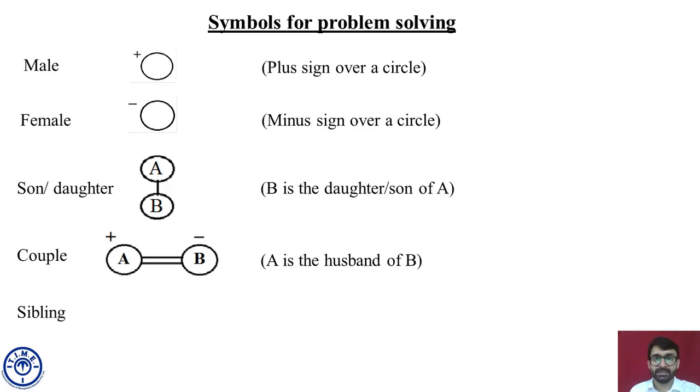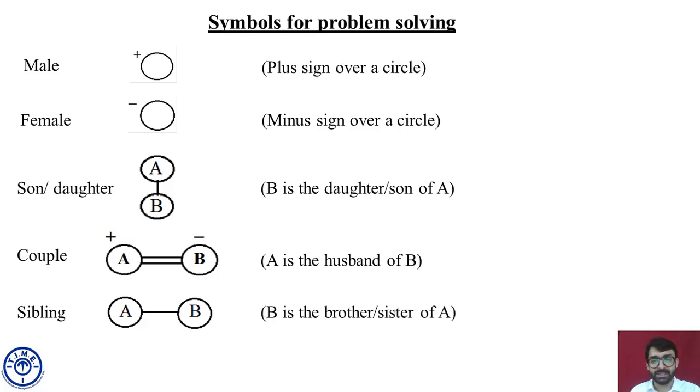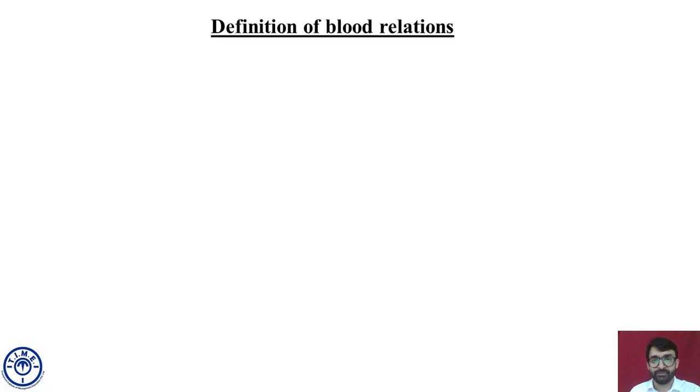Siblings. Two circles, A and B, joined with a single straight line. There can be plus plus, plus minus, minus plus, minus minus: brother brother, brother sister, sister brother, and sister sister. Is that okay? Siblings. So how do I read this? B is brother or sister of A. Fine. Now let's understand a few definitions regarding blood relations.